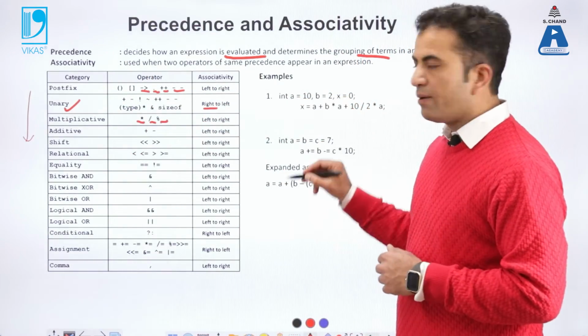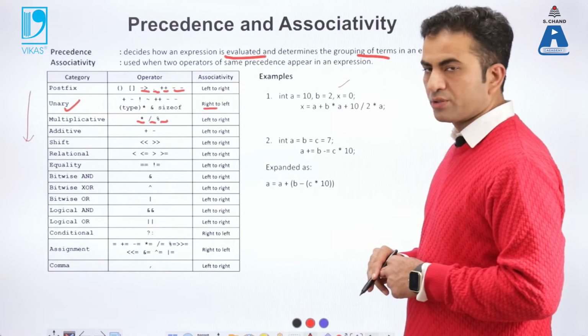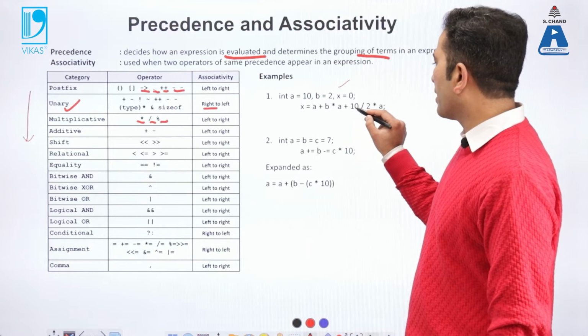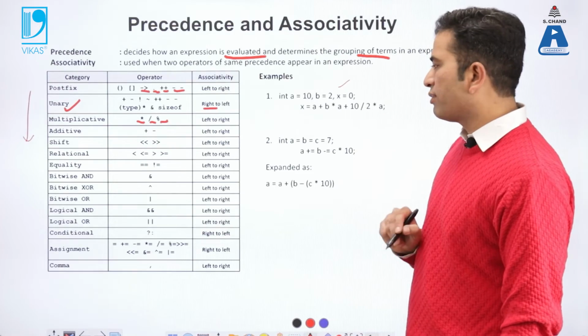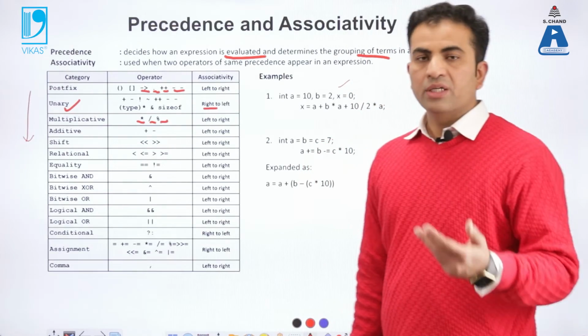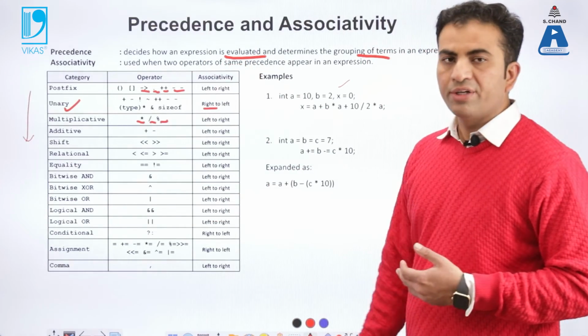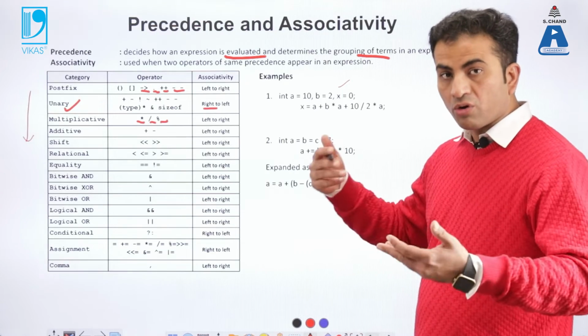Int a equal to 10, b equal to 2 and x equal to 0. The values are given to us. The expression is given: a plus b star a plus 10 divided by 2 star a. Okay, how to solve this? A person who doesn't know the precedence and associativity rule can solve it in any way. For example, let me solve it in the wrong way.